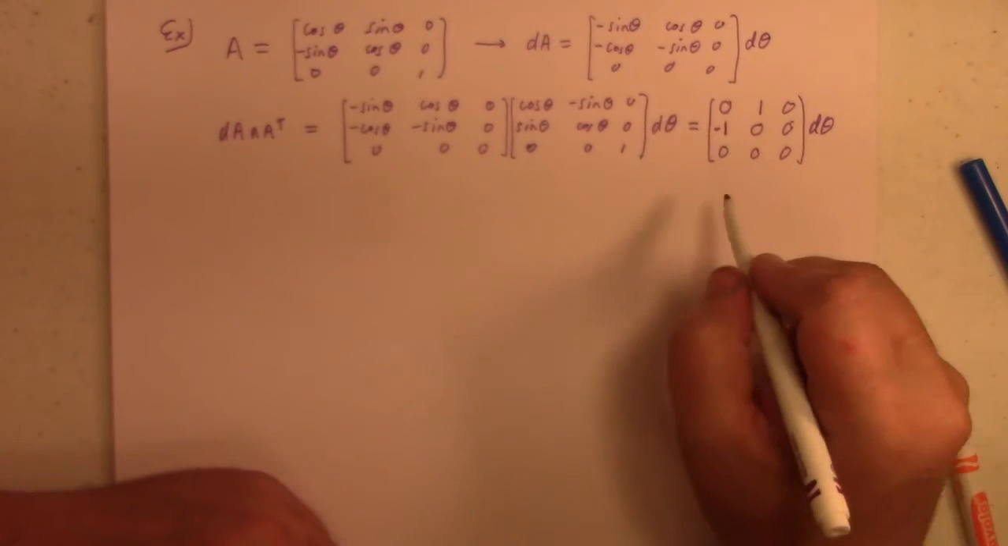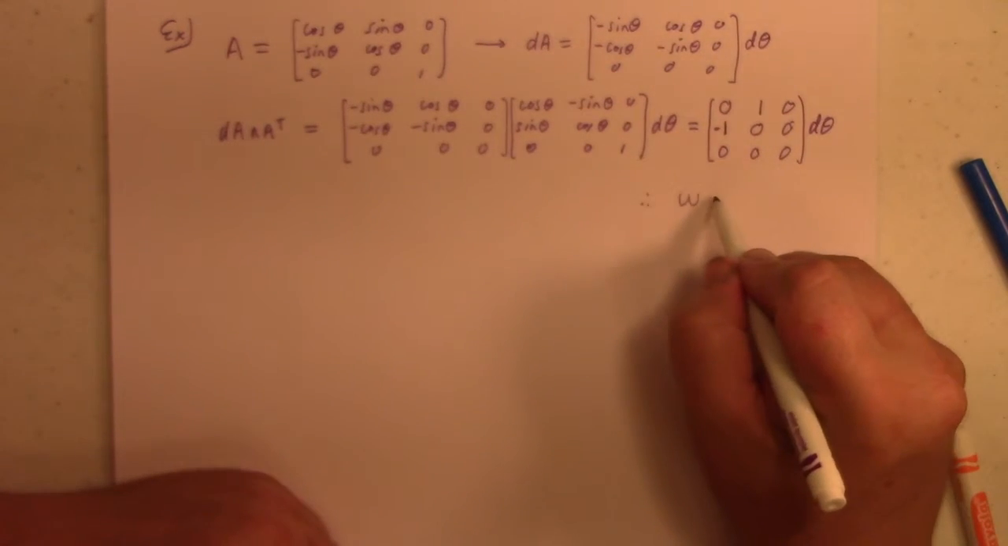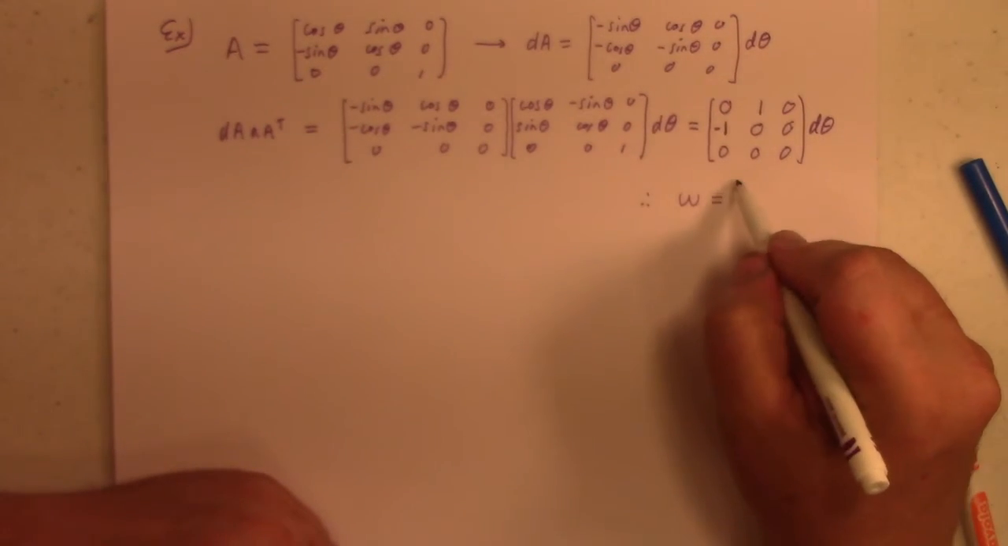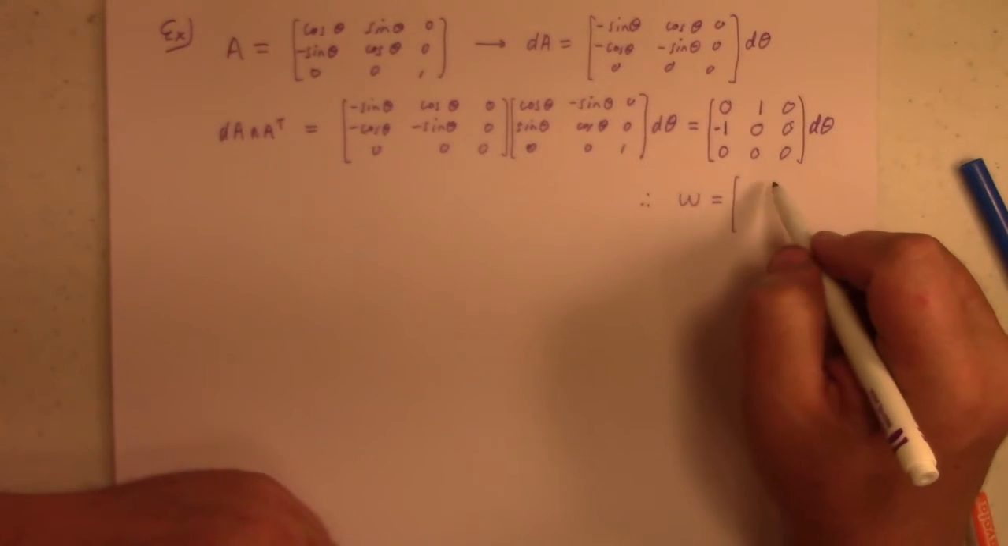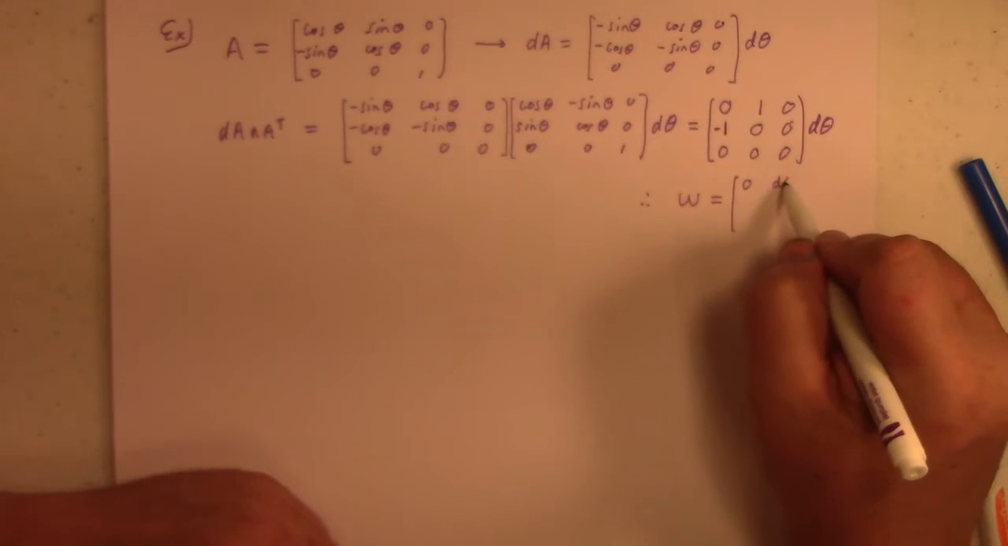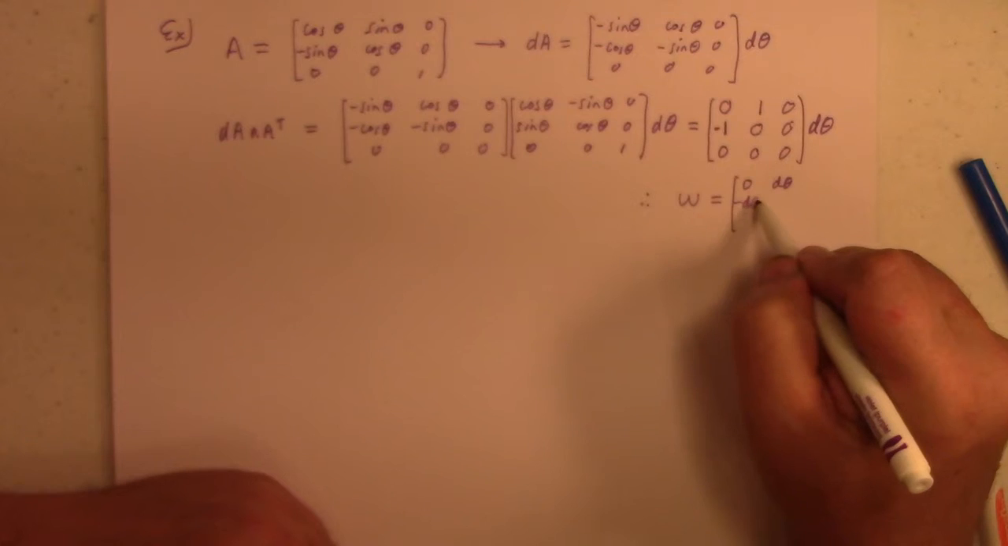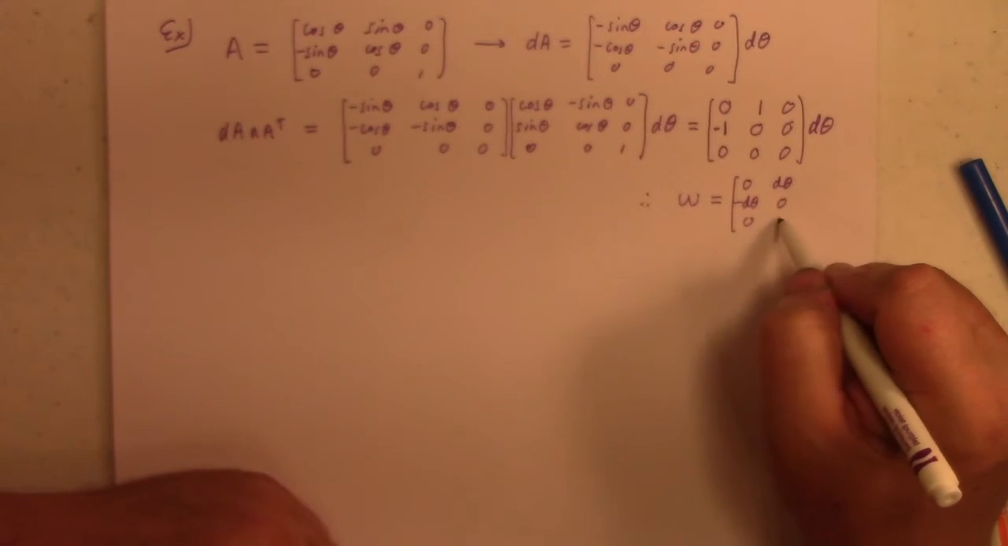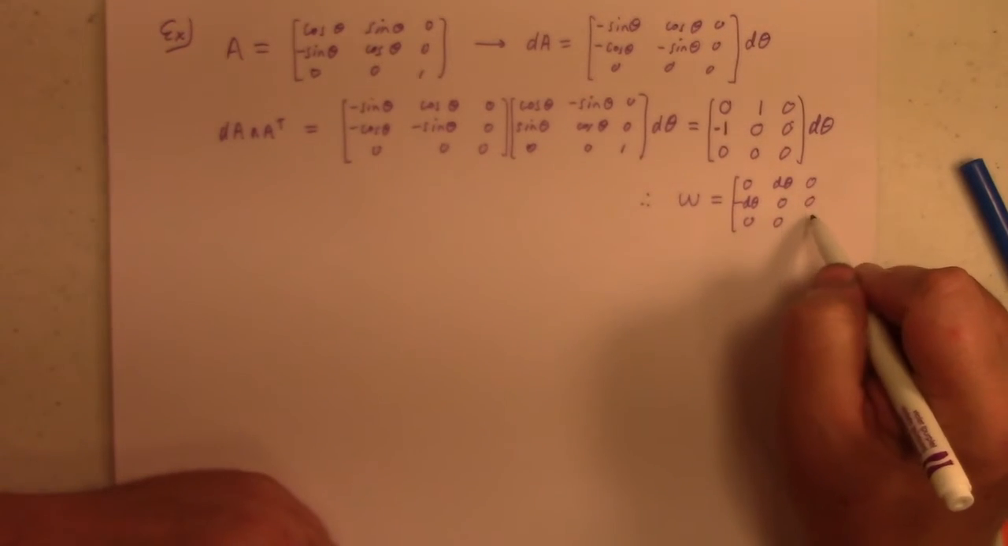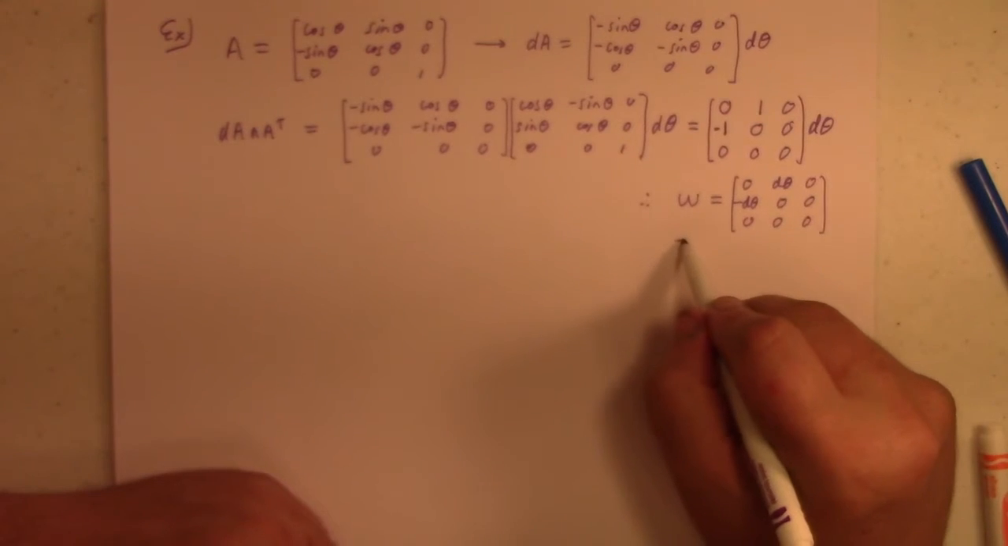So, therefore, we find the connection form for the cylindrical coordinate frame is just 0, d theta, minus d theta, 0, 0, 0, 0, 0, 0, just like that.